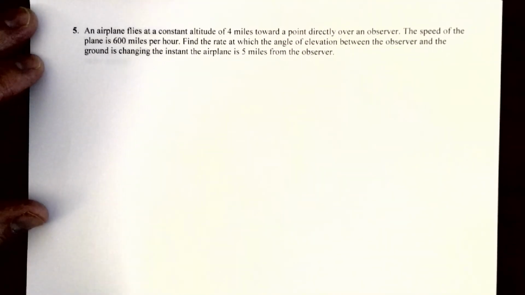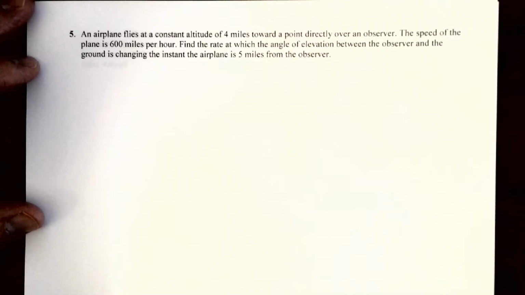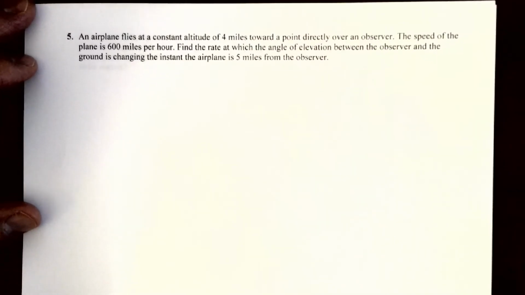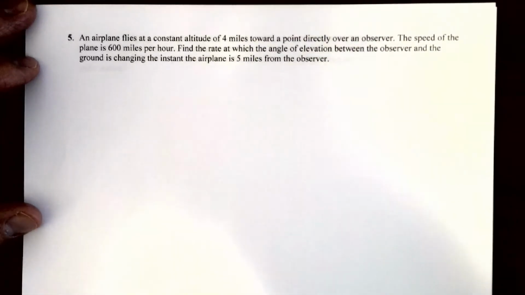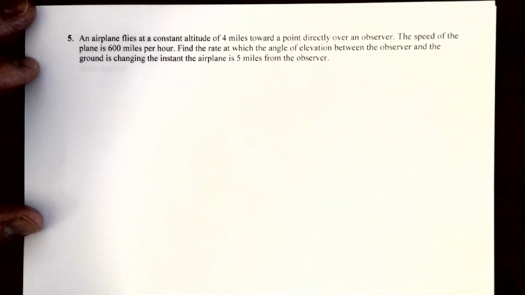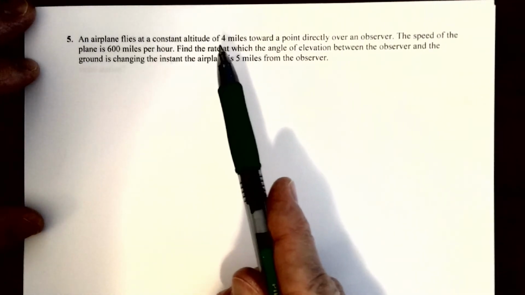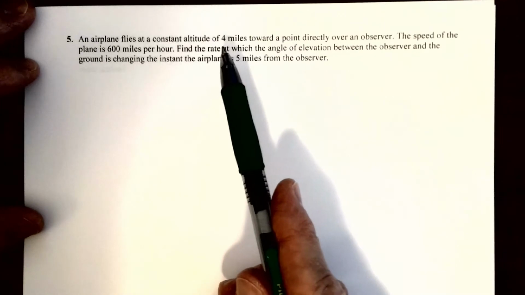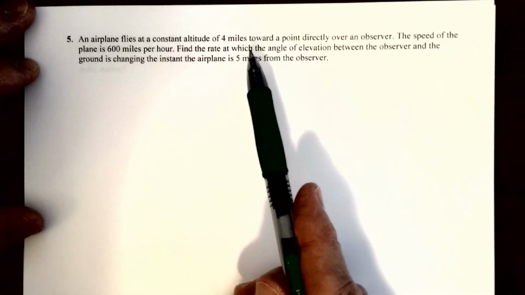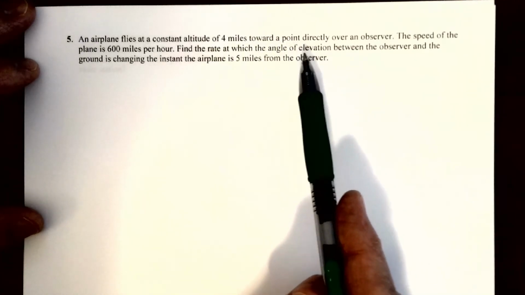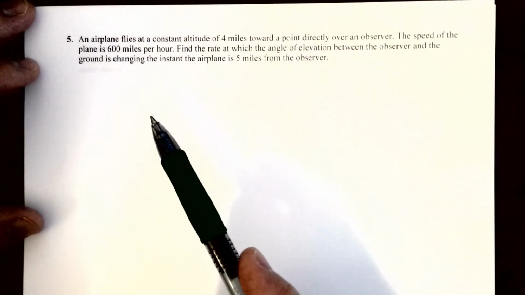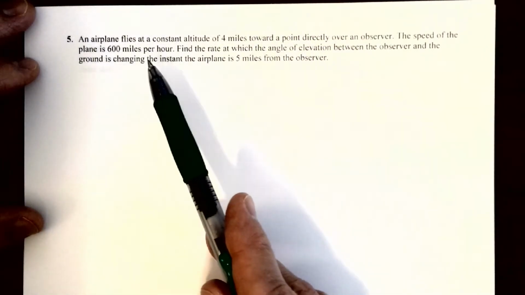Okay, we're going to finish out with two more examples of related rates problems. This time we're going to move from cars to airplanes. So an airplane flies at a constant altitude. So that means it's not moving up or down. Constant altitude of 4 miles toward a point directly over an observer. The speed of the plane is 600 miles per hour.